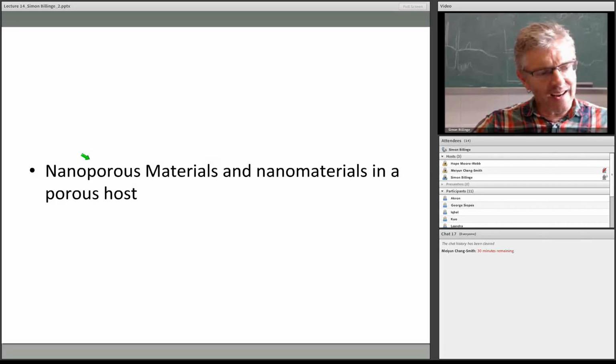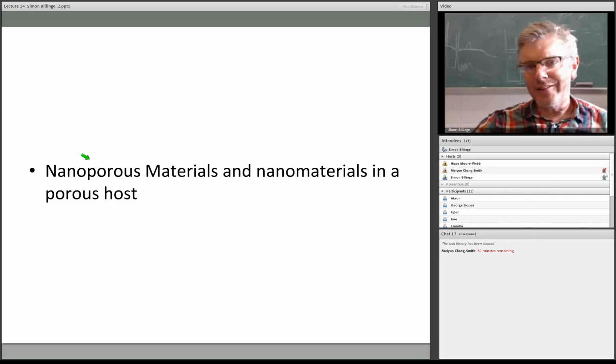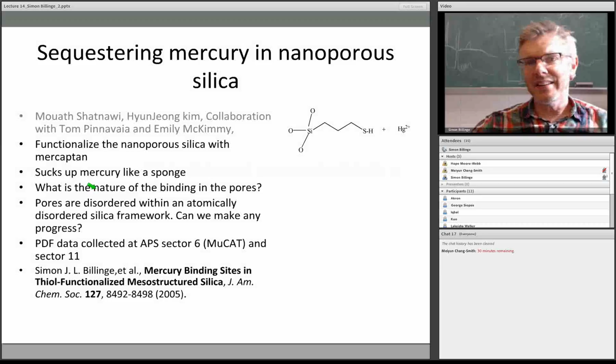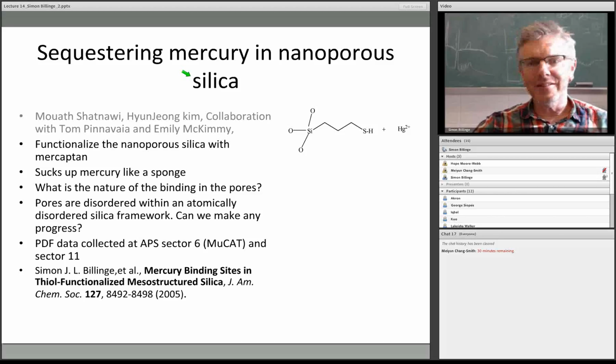there are different kinds of nanomaterials, and one of them are nanoporous materials. This is a kind of a material which is a bulk material, but it has nano-sized holes in it. And it's useful because you want to actually put nanoparticles into this porous host and have them do interesting things. So one example of this is you can take a silica material and you can make very small holes in it, and you can functionalize the surface inside this confined geometry, and then you can bind things in.